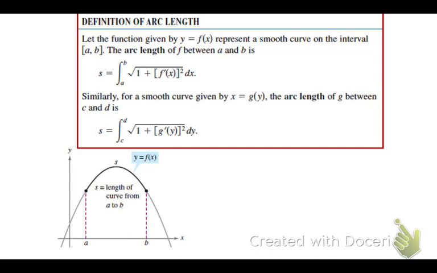So, definition of arc length. Let the function given by y equals f of x represent a smooth curve on the interval a, b, and that is inclusive, that closed interval. The arc length of f between a and b is s. Okay, s is arc length. Remember sectors? Arc length. So s stands for arc length. It is the integral from a to b of the square root of 1 plus the derivative of f of x squared dx.